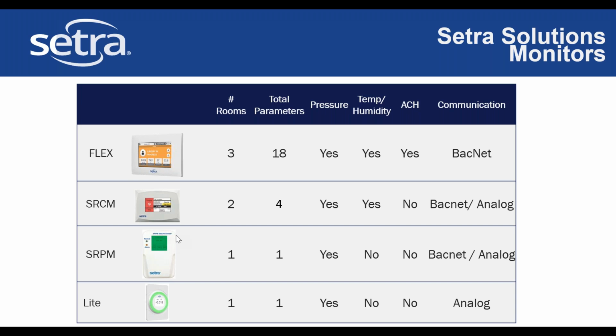And this is a good place to again note the Flex can display up to 18 parameters, and it can display just about anything you can feed it over analog or BACnet. So you can customize it. If you have some other parameter that we haven't talked about today or that is unique to your application, it can display that as long as you can turn that into a BACnet or analog signal.